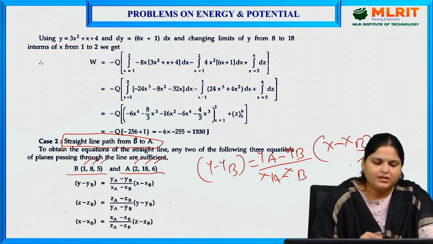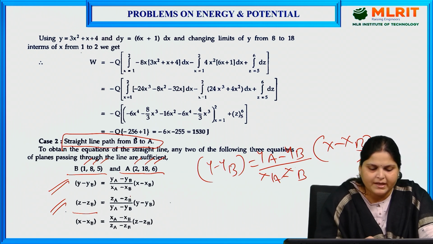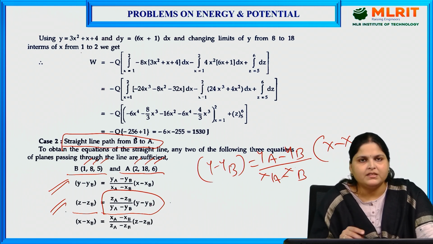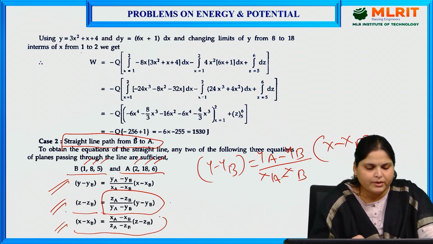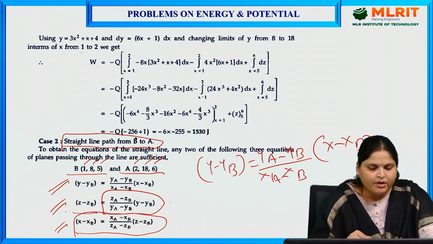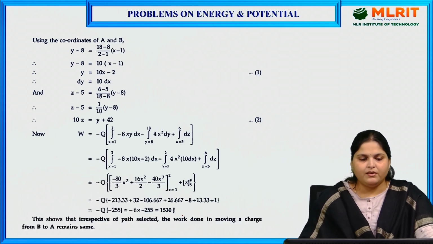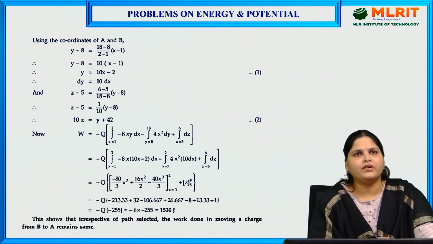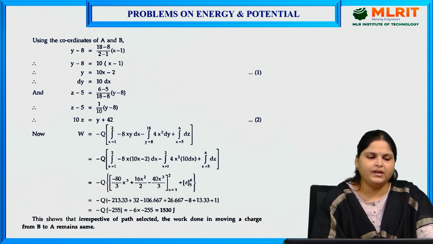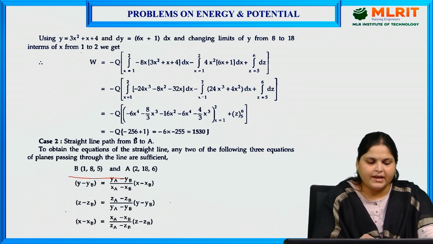Second equation we will write as Z minus ZB is equal to ZA minus ZB upon YA minus YB into Y minus YB. Third equation we are going to write X minus XB is equal to XA minus XB upon ZA minus ZB into Z minus ZB. Why we are doing this? Because we are trying to get equations of a straight line. Now we are going to use the coordinates of this straight line in this equation.